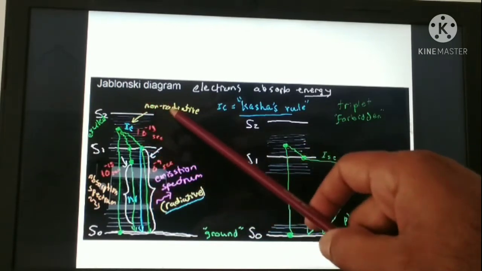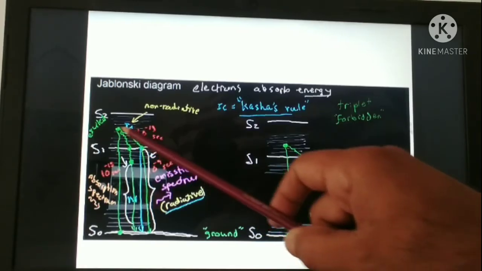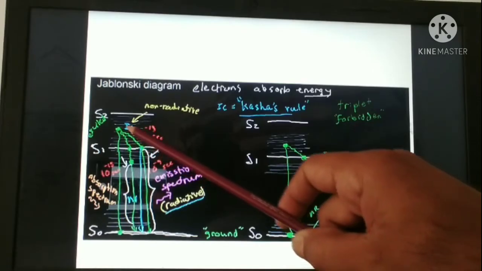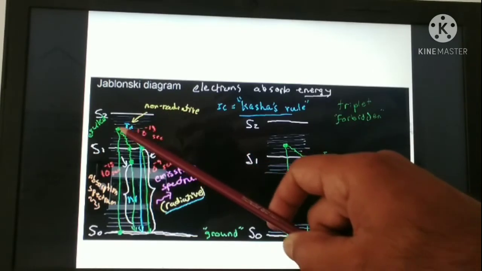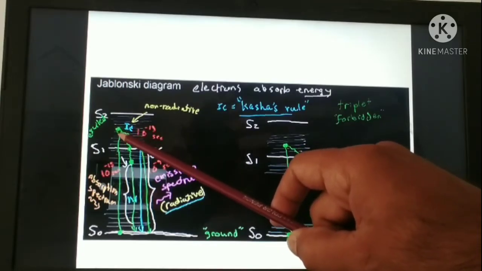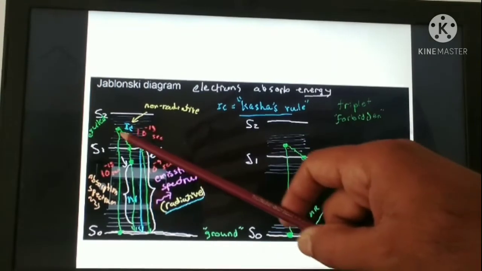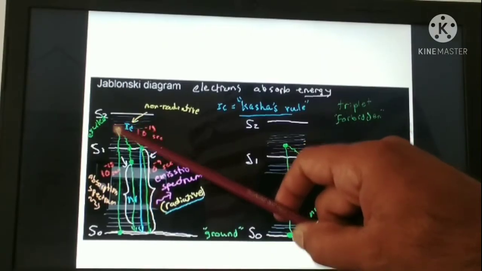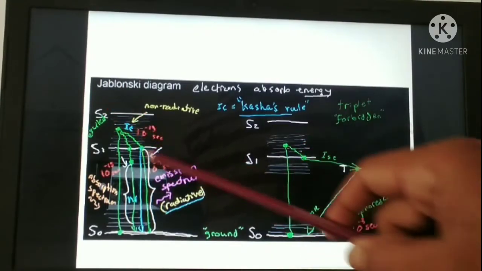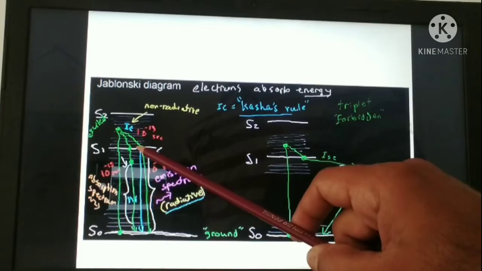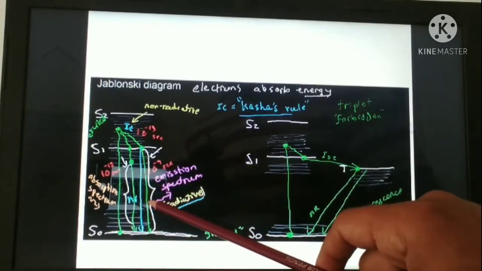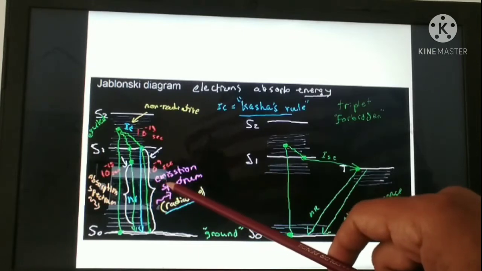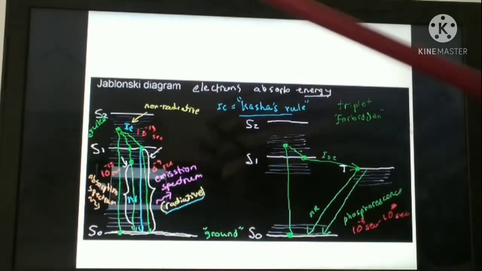So internal conversion is non-radiative, it does not emit radiation in the form of light. This is some kind of intermediate stabilization. This is a non-radiative process, internal conversion, because there are a lot of vibrational and rotational energy levels between these excited states. But when it falls from this state to this one, it emits the radiation. So this is what we call the emission spectrum.